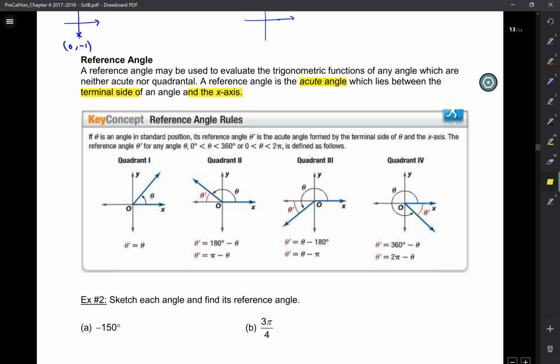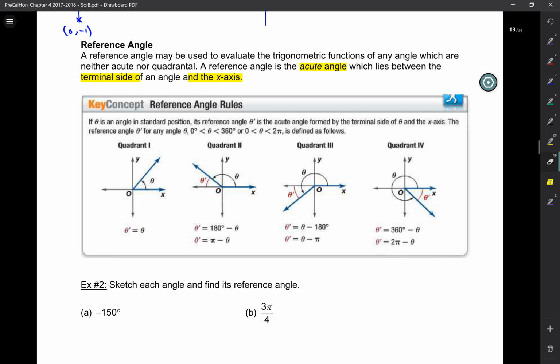Now, I'm going to go a little bit further here. Here, I'm on the terminal side. And I need to go to the x-axis. There are 2 ways I can get to an x-axis. I can go downward to the right, or I can go to the left. Which one is the closer route? To the right. That's the reference angle. So I always say it's the angle between the terminal side and the nearest x-axis. Okay, the nearest x-axis. So there. So if I have, let's say, an angle of 50 degrees, that's just its own reference angle.